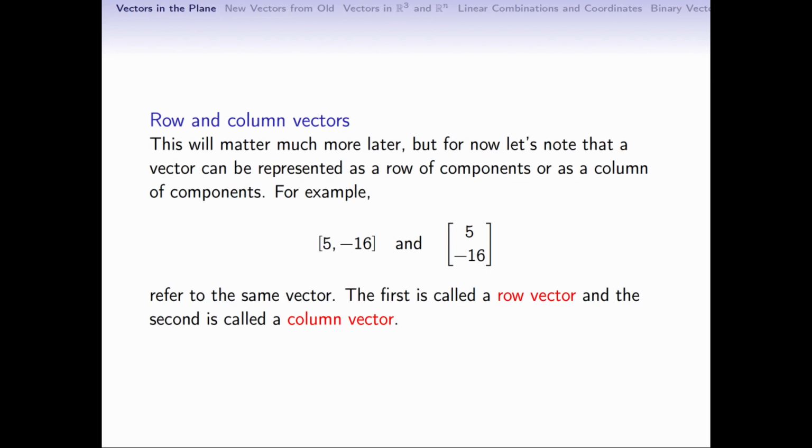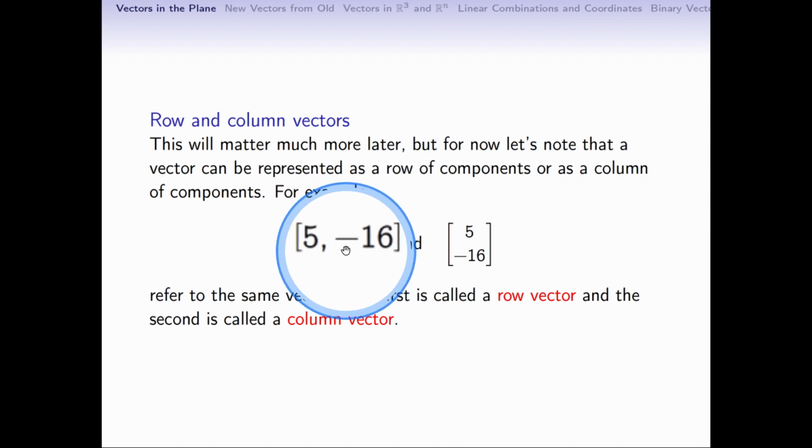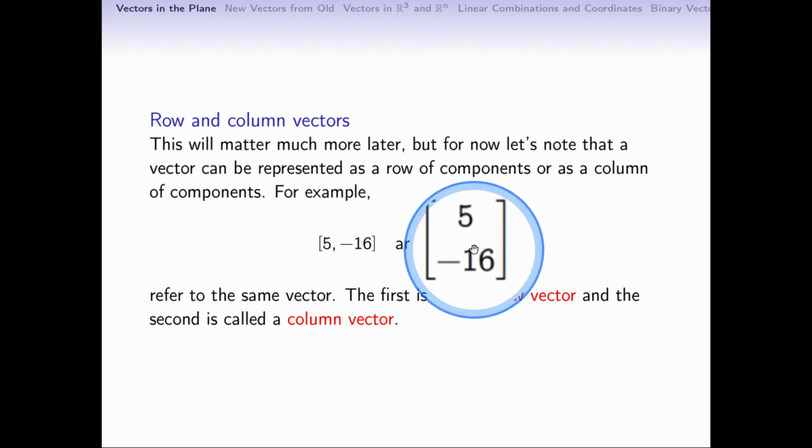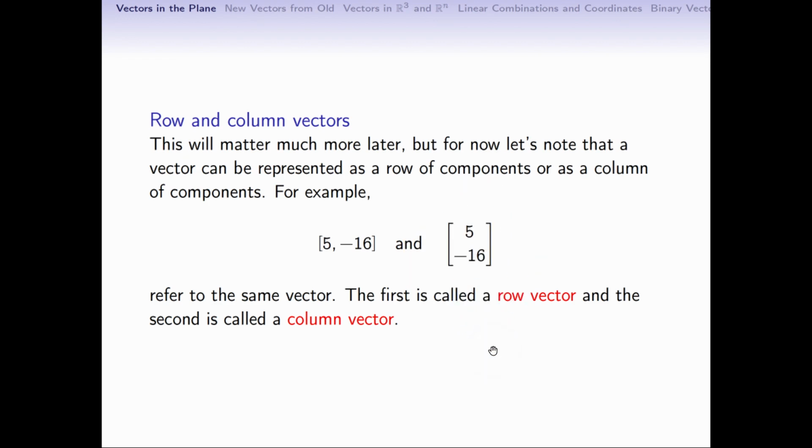Now we're going to talk about row and column vectors, and this distinction is not going to be a big distinction for us now. It's really just a matter of convenience in terms of representing a vector. This will matter much more later, but for now let's note that a vector can be represented as a row of components or as a column of components. As far as we're concerned at this point in the course, we're not making a distinction between the vector with components 5 and negative 16 represented as a row, or the same vector represented as a column. We will have different names for these objects: the first is called a row vector, and the second is called a column vector.